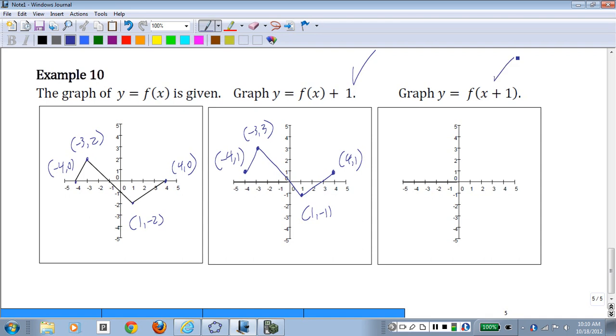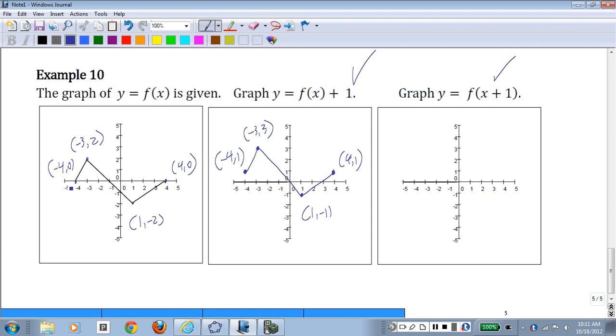Suppose, on the other hand, that the action is on the inside of the parentheses, and instead of adding 1 to the function, we're substituting x plus 1 for x. Wherever we see an x, there might be a lot of different x's in the expression defining this function, but we substitute x plus 1 for x. That shifts the graph 1 unit to the left. So we're going to subtract 1 from each x coordinate. It affects the x coordinates.